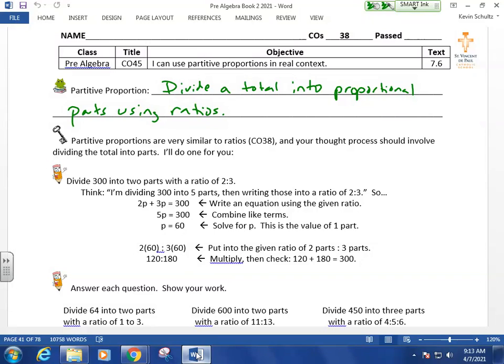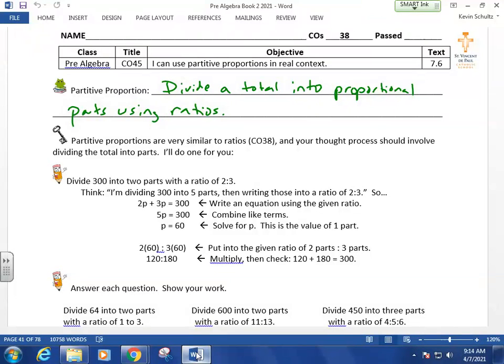So it kind of goes back to our initial objective for the unit, PO39, talking about ratios. We learned that ratios took something and divided it into parts. And we use equivalent ratios, built our way to fractions and proportions, and here we are kind of combining those two concepts here.